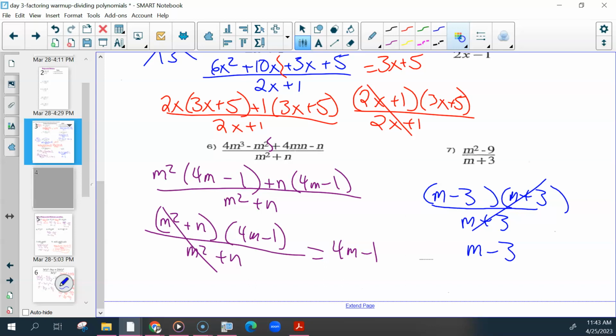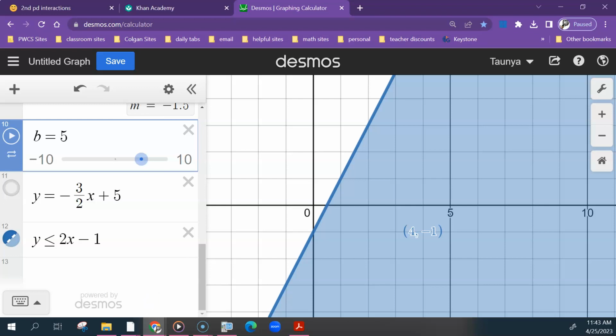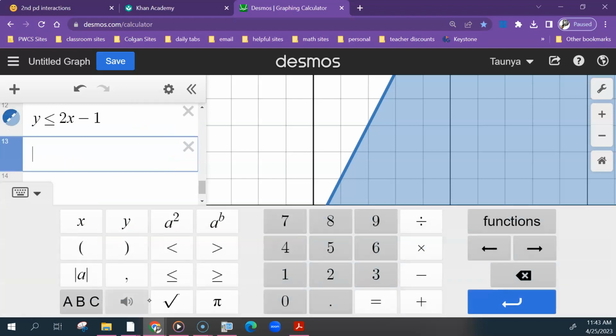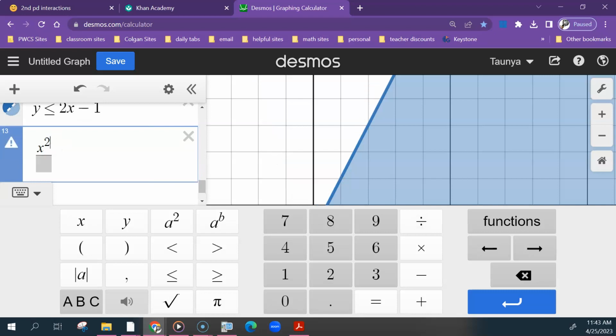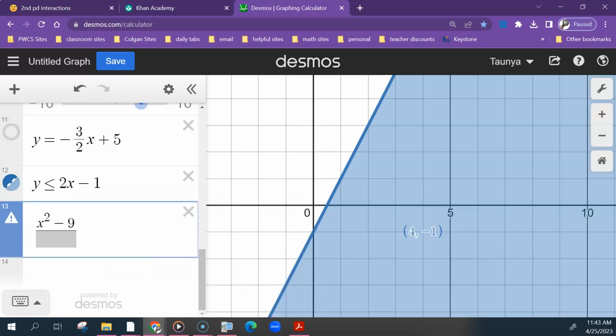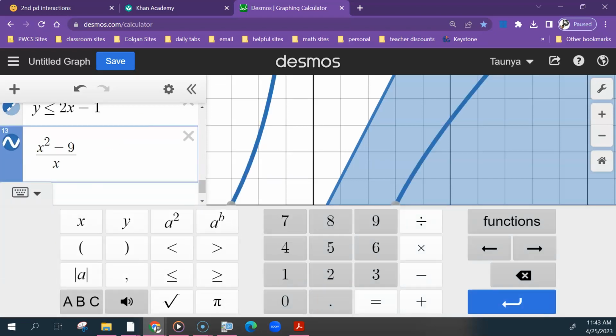Right. I'm going to show you 2 things in Desmos, and then you will have time to practice. So 1, I'm going to show you one of these. So let's say I choose number 7. But instead of m, I have to use x. So x squared minus 9 and x plus 3.